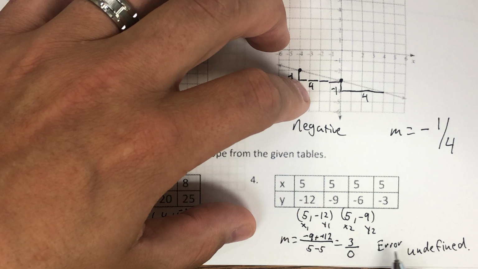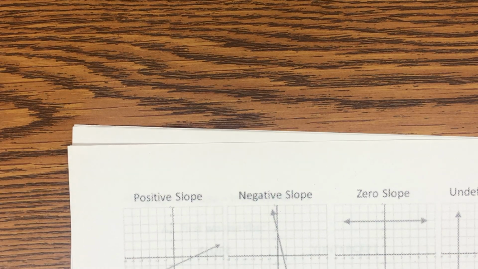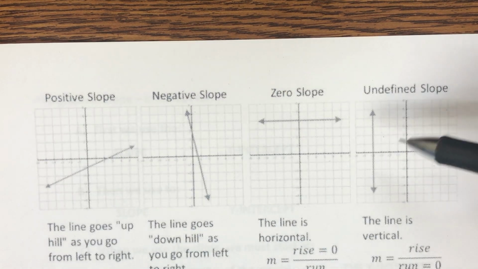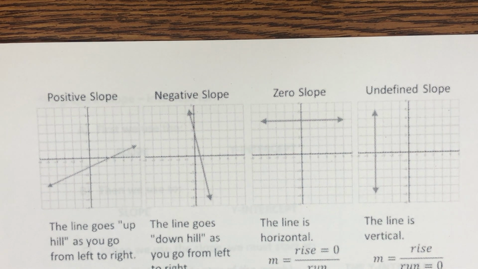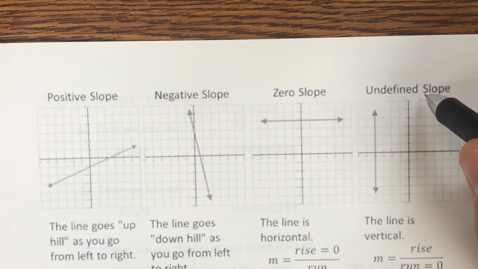It is undefined. So what does it mean if we end up with an undefined slope? It means that we would have a vertical line. It's infinitely steep. I can't measure the steepness of a vertical line. So undefined slope is vertical line.